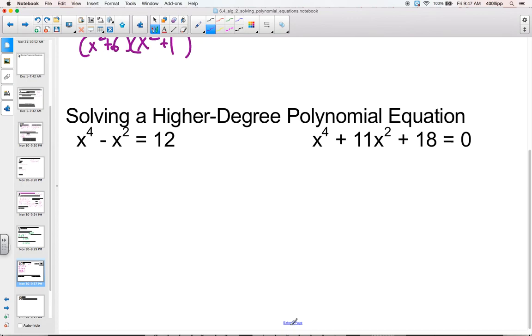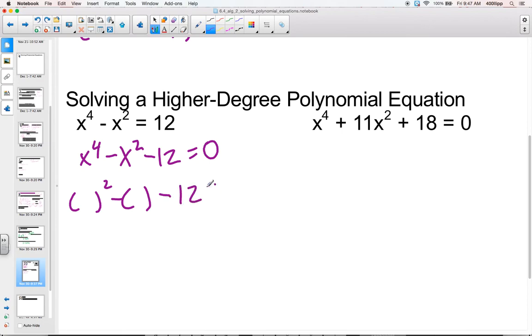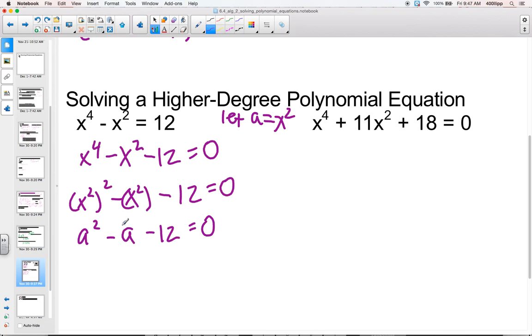All right. So for this one here, the first thing you'll have to do is subtract your 12 over. So you have x to the fourth minus x squared minus 12, and then that's equal to 0. So then for this one, again, we do it the same way. Something squared, something linear, minus 12 equals 0. So for this, I put in an x squared. And again, I let a equal x squared. So replacing your x squared, I get a squared minus a minus 12. And then I factor it.